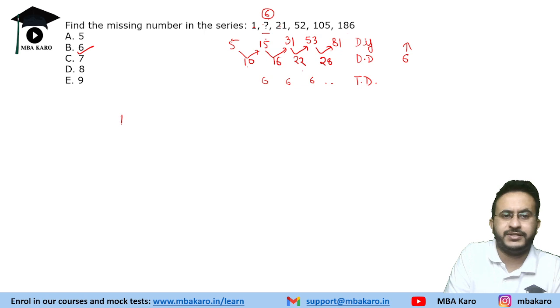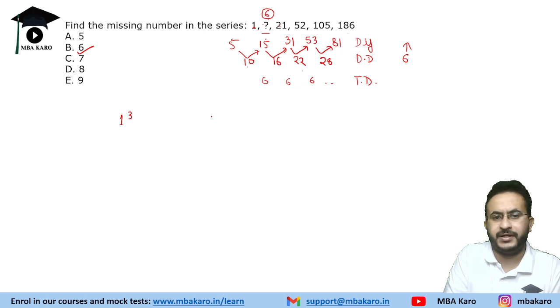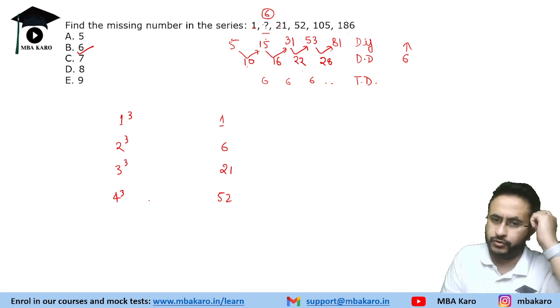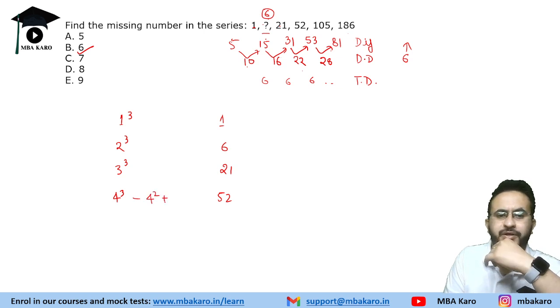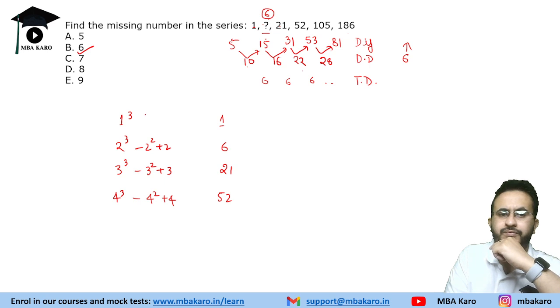Now I will tell you the actual series. One cube is there, right? Now the actual series is very difficult to determine. Now 4 cube is 64. We need to make 52 out of it, right? So if we have to subtract 12, we can say minus 4 square plus 4, minus 3 square plus 3, minus 2 square plus 2, minus 1 square plus 1.